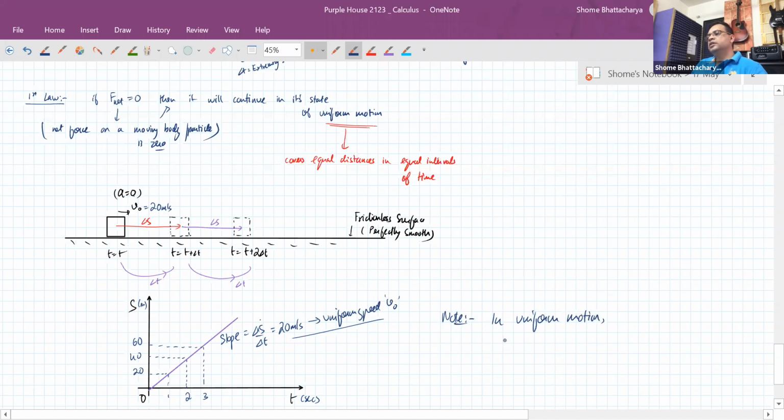the instantaneous speed at any point of time remains constant. That's the first thing that we observe. And so v at any instant is equal to this v naught in this particular case. And the instantaneous speed equals the average speed.